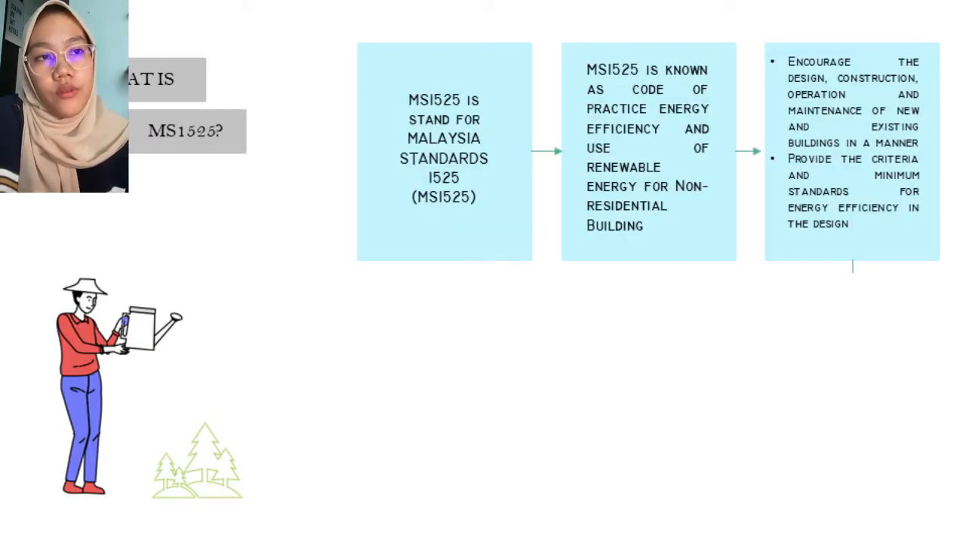MS1525. MS1525 stands for Malaysian Standard, which is a code of practice on energy efficiency and use of renewable energy for non-residential buildings. The purpose of this Malaysian Standard is to encourage the design, construction, operation and maintenance of new and existing buildings in a manner that reduces the use of energy without constraining creativity in design, building function, and the comfort and productivity of the occupants.